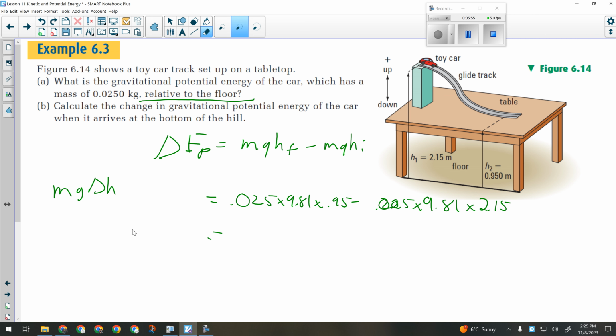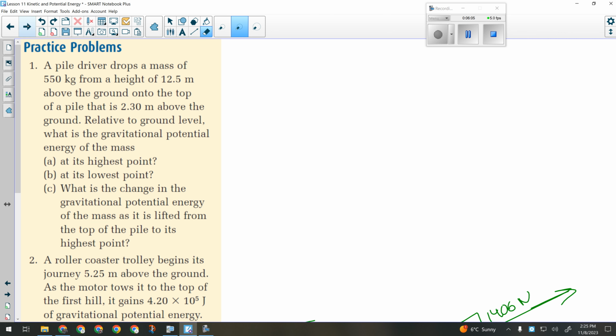Okay, so just the importance of that was a reference point. Obviously, you know how to do m times g times h already. Just if it tells you relative to this point or relative to the ground, make sure you're paying attention to that. Okay, that is important for question number 1 about the pile driver.